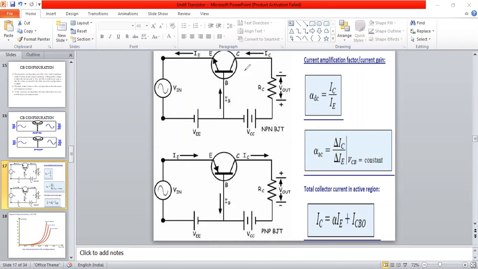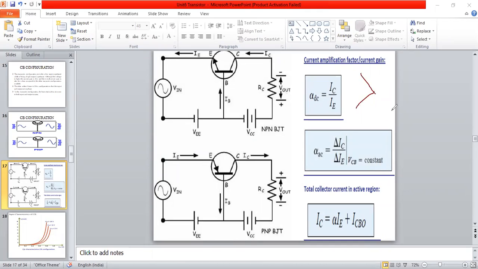At that junction, according to Kirchhoff's current law, can you tell me the equation for the current here? Anyone? Can you tell me the equation for current according to Kirchhoff's KCL?